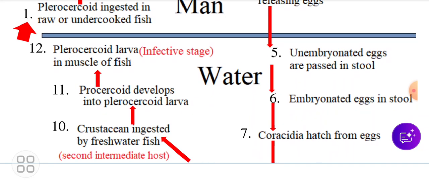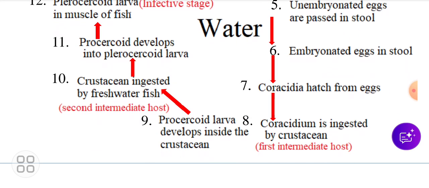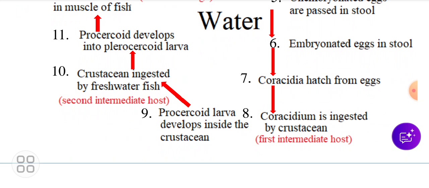And then look at number 7, the mature eggs hatch, releasing coracidia, singular coracidium. These coracidia swim in water until ingested by the crustacean, which is a small creature found in water, and it is the first intermediate host. So our worm has got 2 intermediate hosts.